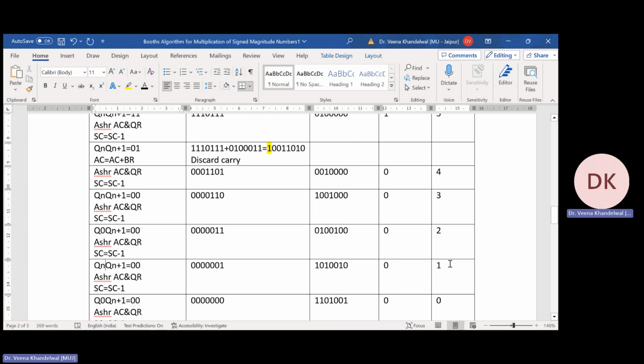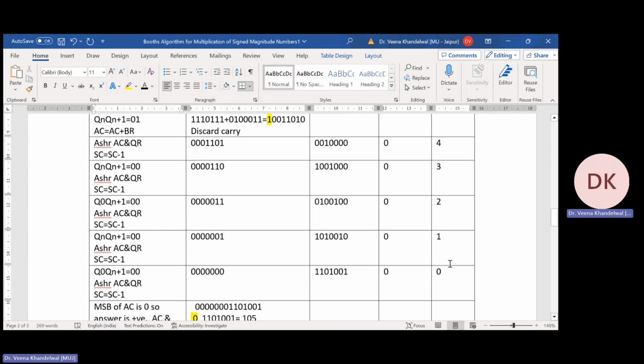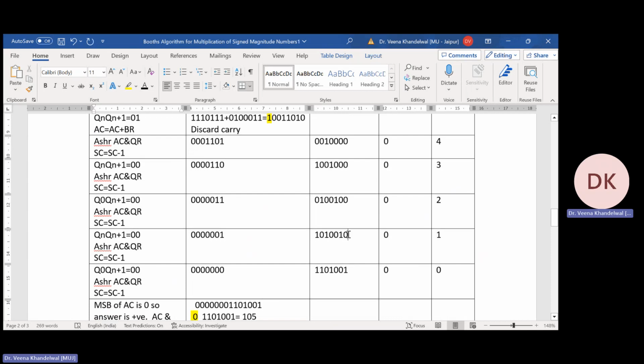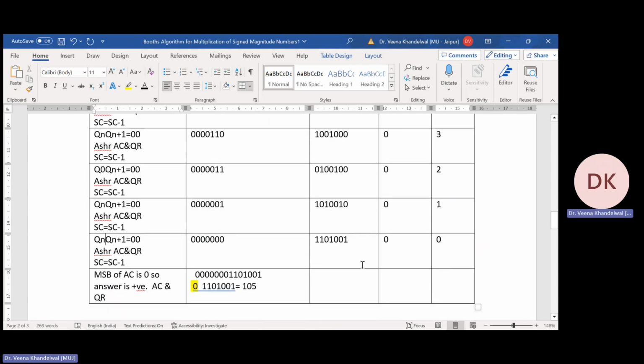The sequence counter is decremented, and its value is 1. Once again, the two bits Qn and Qn+1 are 0 and 0. So once again, we perform the arithmetic shift right. Here we get all zeros, and this 1 is shifted here, this 0 is shifted here. So now the sequence counter has become 0.